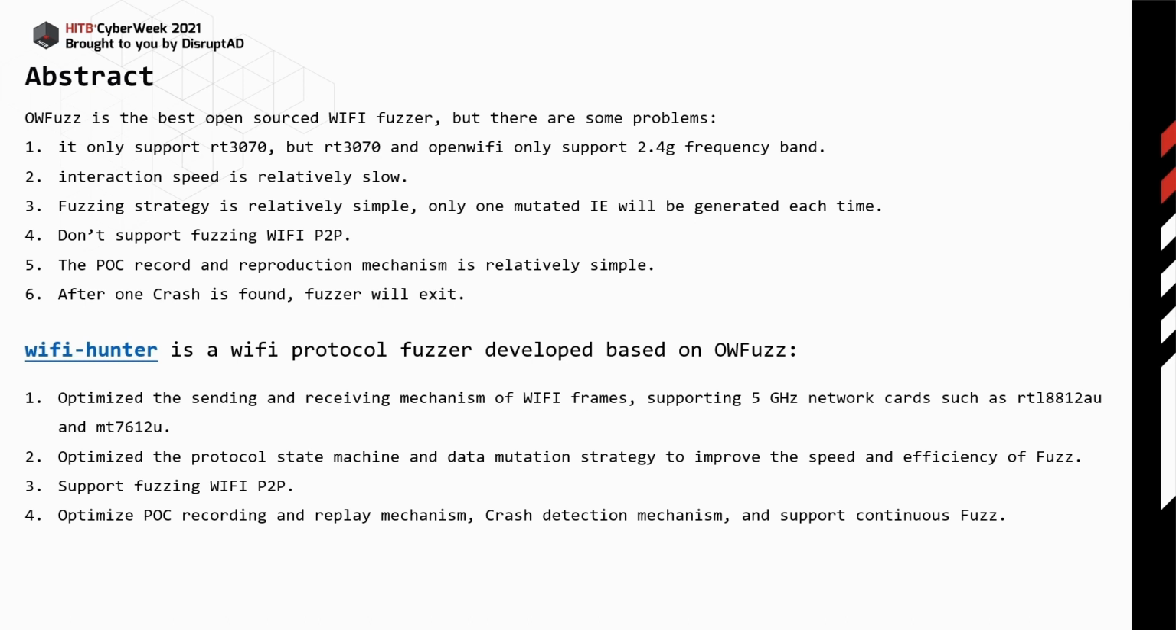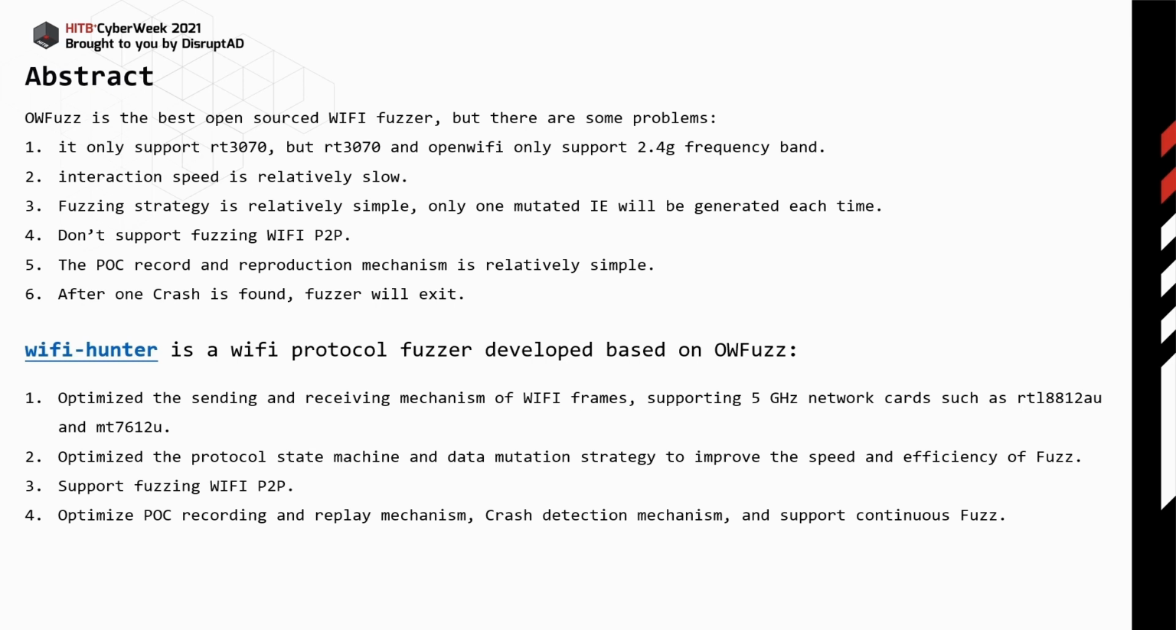Fourth, it doesn't support fuzzing Wi-Fi P2P, but in October, OW fuzzer added some code. It seems that a Wi-Fi P2P fuzzer was added, but I have not tested it. Fifth, the POC record and reproduction mechanism is relatively simple. Sixth, after one crash is found, the fuzzer will exit. We can't continuously fuzz the target.